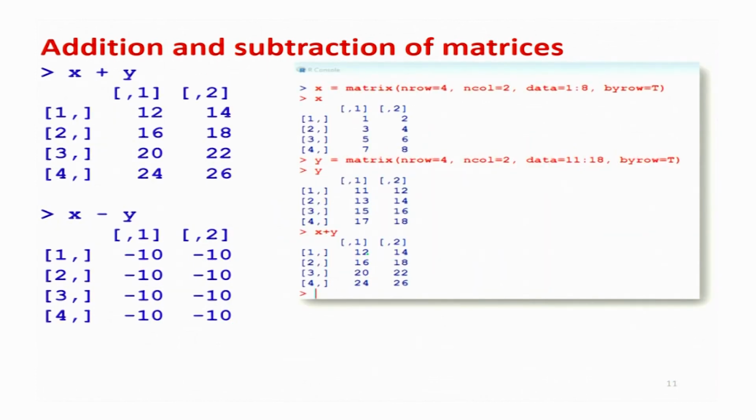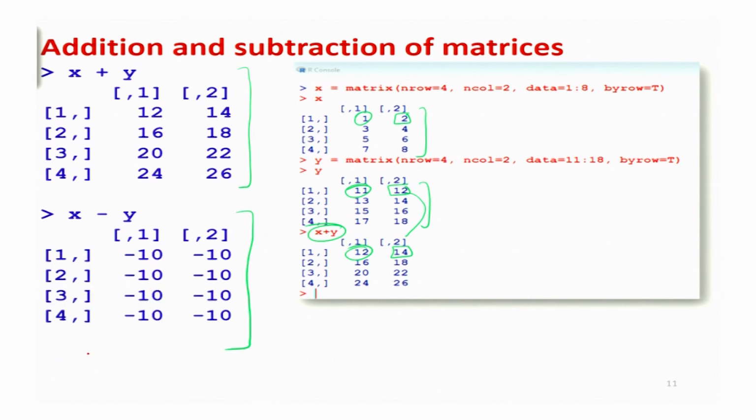So, that is what happened, and if you try to see here, this is your X, this is your Y. If you try to add X plus Y, this comes here 1 plus 11 which is 12, similarly 2 plus 12 which is 14 and so on, and this is the outcome. And similarly, if you try to subtract them, the same operation happens, and the corresponding elements at the same addresses in the two matrices X and Y are subtracted.